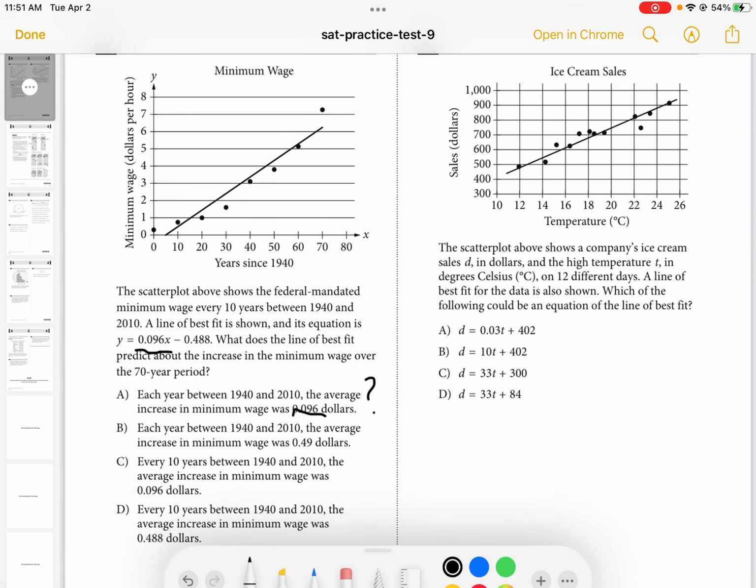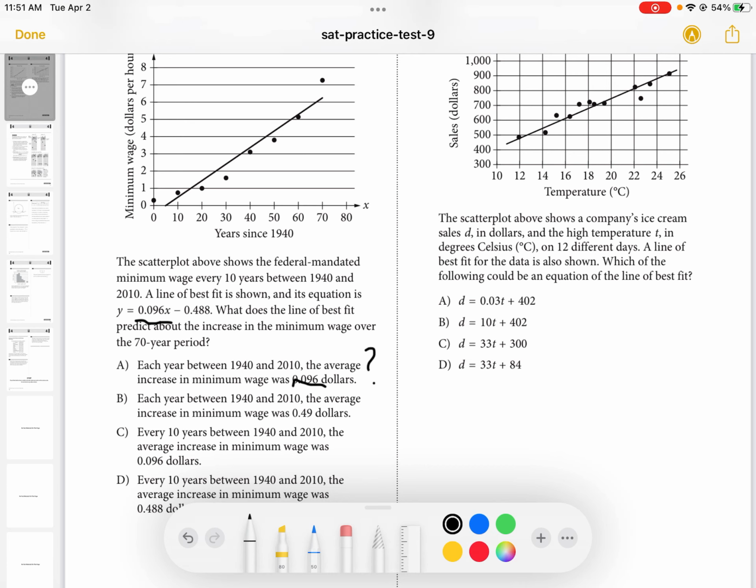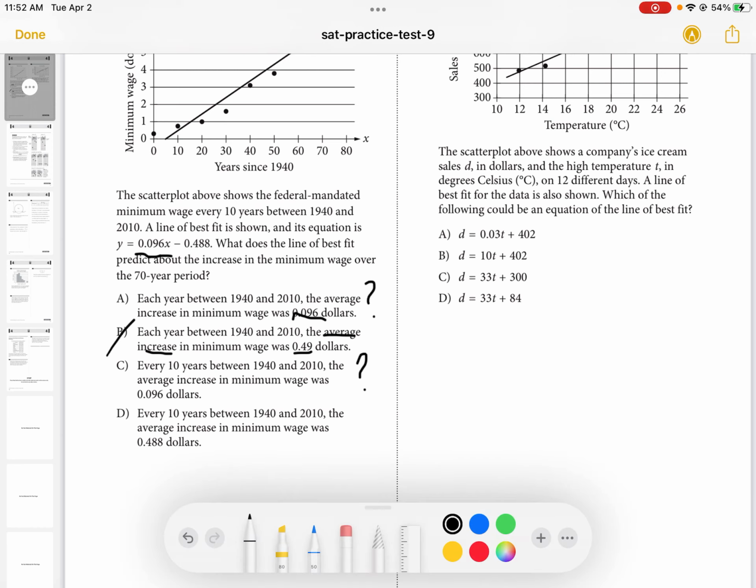This could be right, but let's look at the other options. Each year between 1940 and 2010, the average increase in minimum wage was $0.49. So average increase refers to slope, and the slope of this equation is not 0.49. Every 10 years between 1940 and 2010, the average increase was $0.096. Again, that could also be right, but we have to rule it out later. Every 10 years, the average increase was $0.488. That's not the slope, so it's not B or D. It's either A or C.